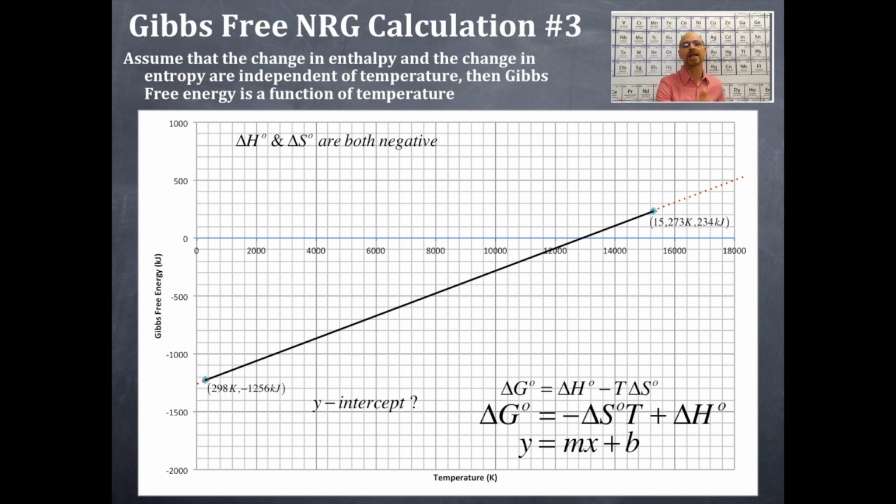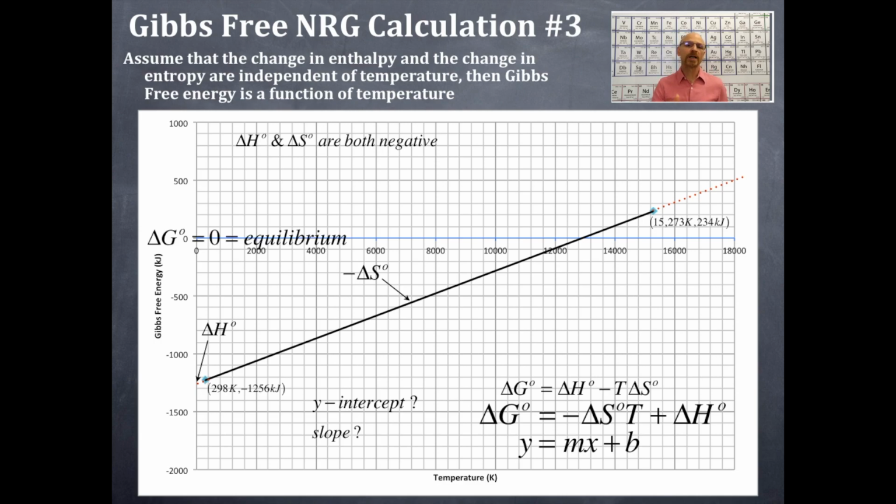You can see that with the little red dot that I've drawn there, and it's actually continued on up to the right. The intersection here is the delta H, as you can see in the y equals mx plus b format. And what is the slope? Well, the slope is the negative delta S, as you can see in the y equals mx plus b format. This is a positive slope here.